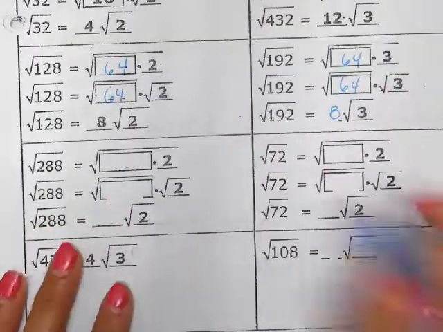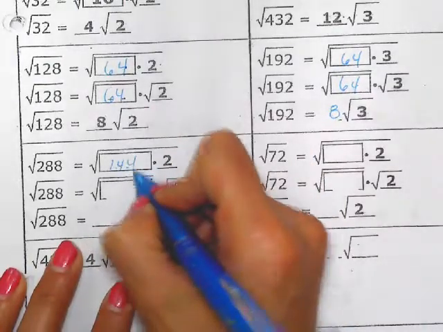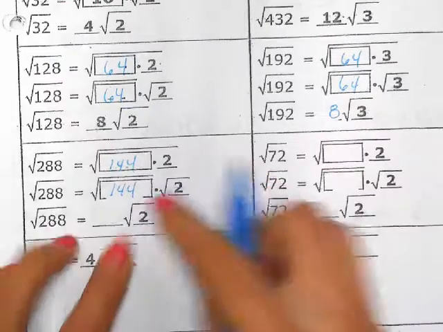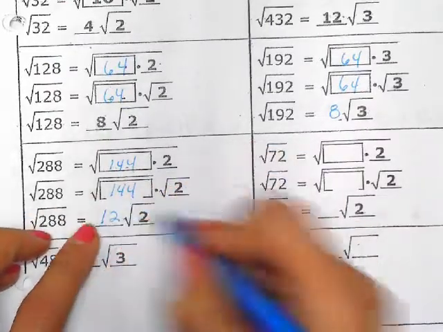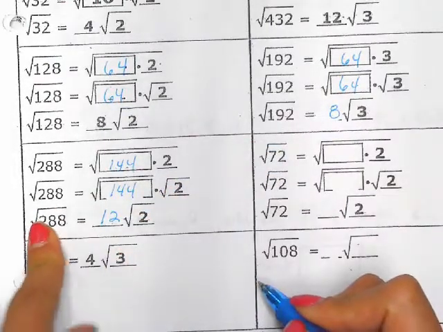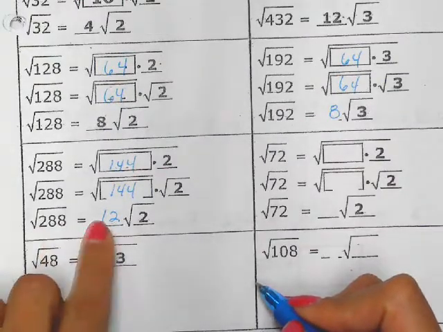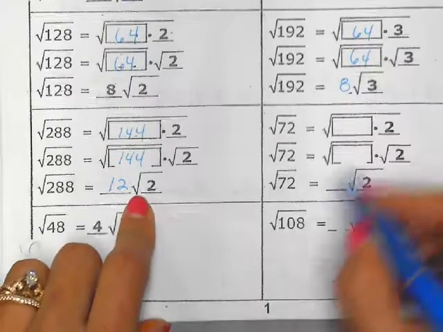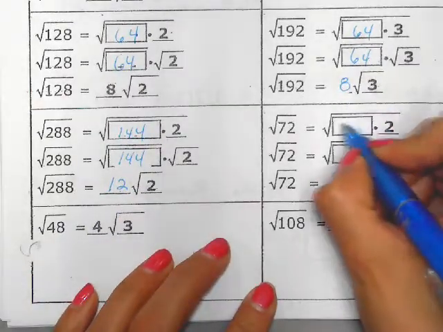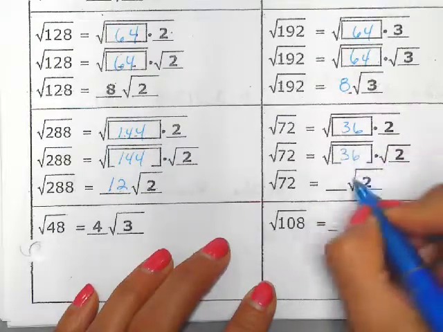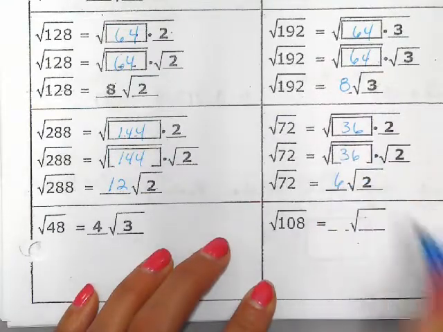288. 2 times 144 will give me 288. We can separate that into its own square root, and that will give me 12. So my simplified radical of the square root of 288 is 12 square roots of 2. 72. 2 times 36 will give me 72. 36 is a perfect square number, so we can square root it to give us 6.